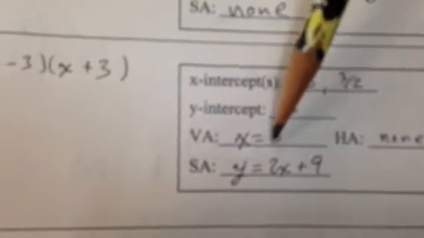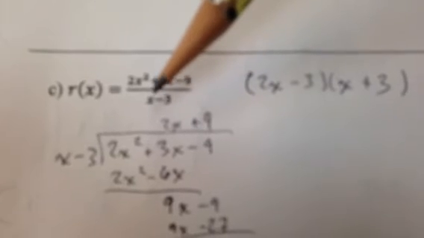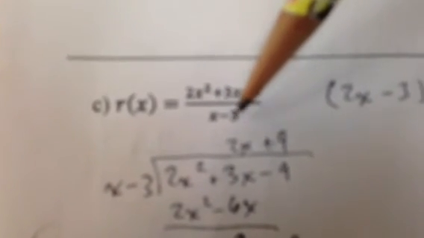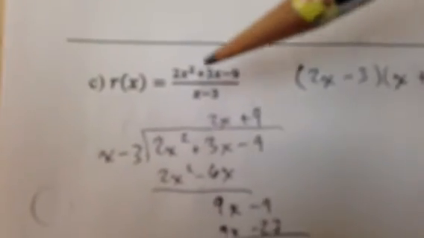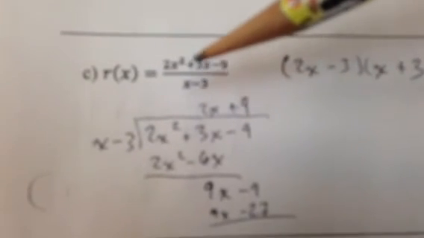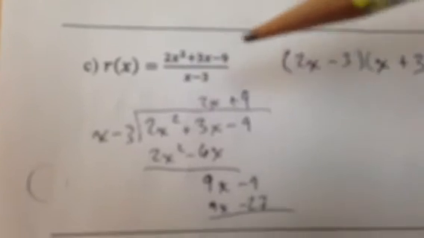The vertical asymptote for this function is where the denominator equals 0, and that would be at positive 3. So x equals 3 is our vertical asymptote. Our horizontal asymptote: this one doesn't have a horizontal asymptote because the degree on top is greater than the degree on the bottom. However, the difference between the degrees is 1. This is a second degree, this is a first degree. When the difference between the degrees is 1, that means we have a slanted asymptote.